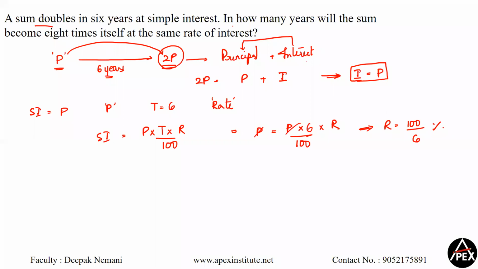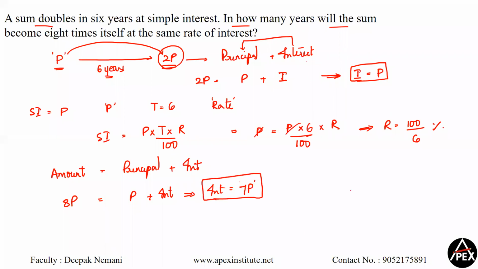Okay, now we need to find in how many years will the sum become 8 times. Now, this is the amount. Amount is equal to principal plus interest, and this amount should be 8P, isn't it? So P plus interest. So the interest component should be equal to 7P. So we need to find the time period in which an interest of 7P will be accrued.